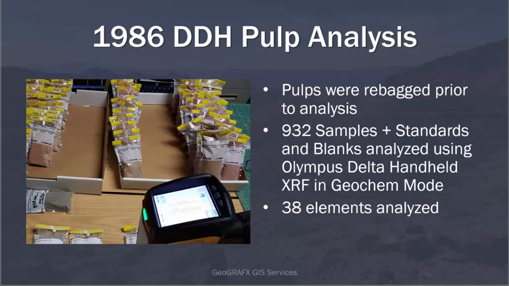We focused on the pulps from the drilling. The pulps were rebagged prior to further work. There were 932 samples, plus standards and blanks, that were analyzed using the Olympus Delta handheld XRF in geochem mode. 38 elements were analyzed.